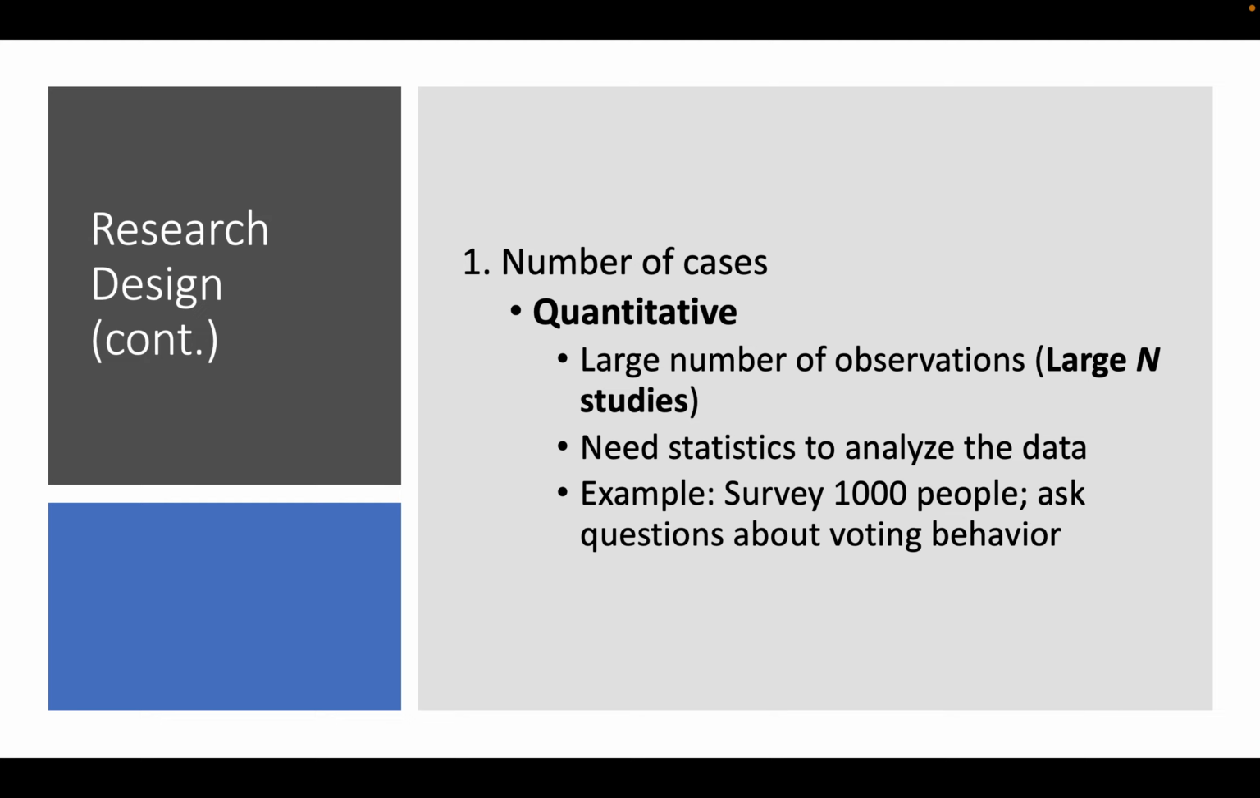If we have a large number of observations, then the only way that we can effectively analyze them is through statistical analysis. So an example would be, well, we could survey roughly 1,000 people and ask questions about voting behavior. That's an example of a quantitative large N research design.